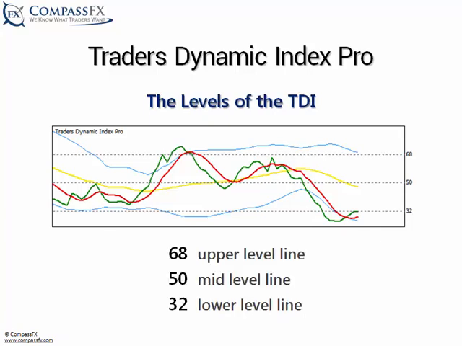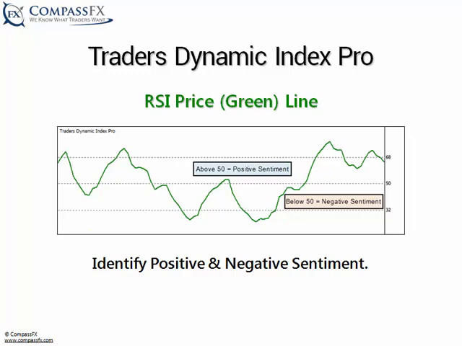The TDI Pro also has 3 levels. The 68 upper level line, also referred to as the buying exhaustion line. The 50 mid-level line, which represents the changeover from positive and negative sentiment, and then the 32 lower level line, which represents selling exhaustion.